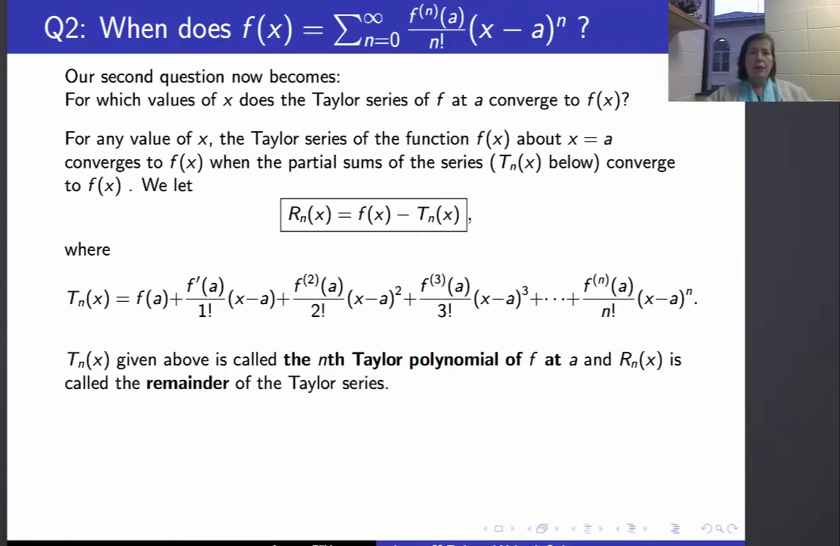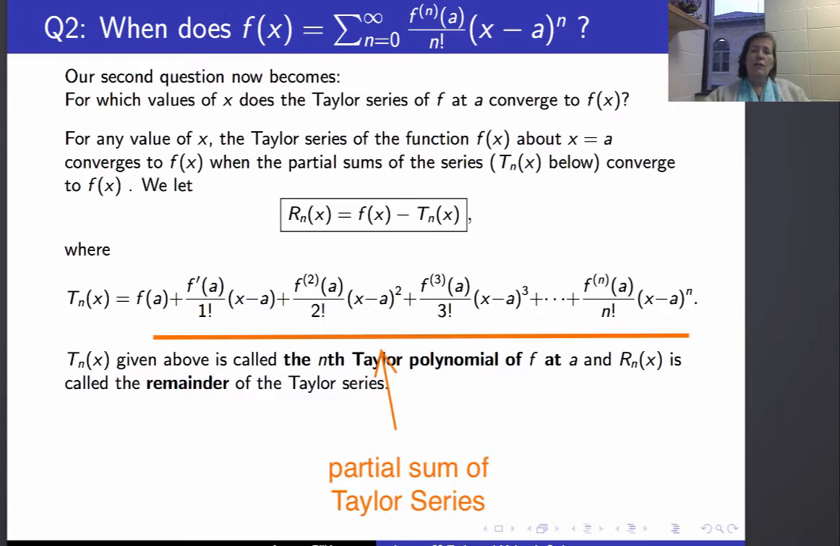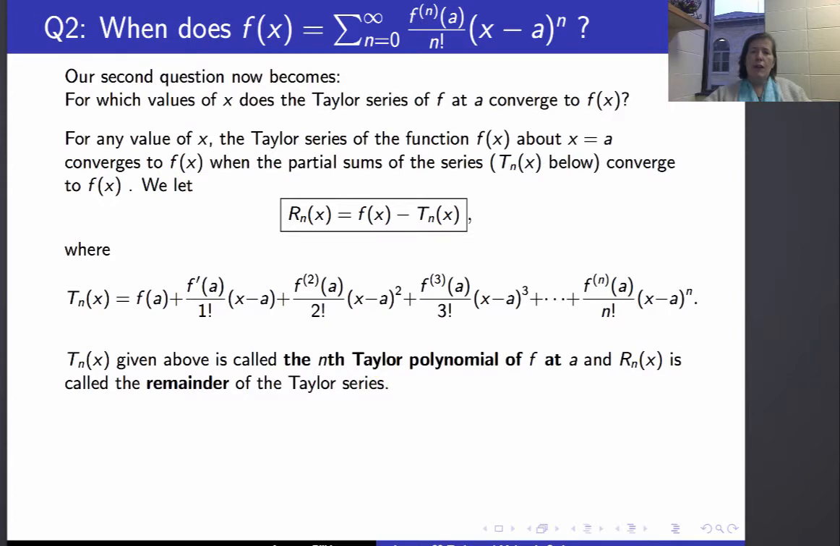Now let's try to figure out an answer to our second question. It now becomes, for which values of x does the Taylor series of f at a converge to f of x? We know that if f has a power series expansion at a, that power series must coincide with the Taylor series. For any value of x, the Taylor series will sum to f of x only if the limit of the partial sums of the Taylor series converges to f of x.